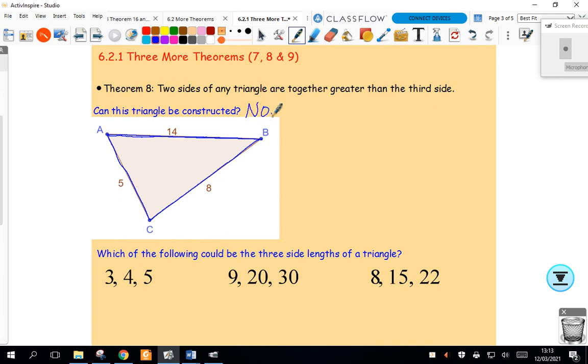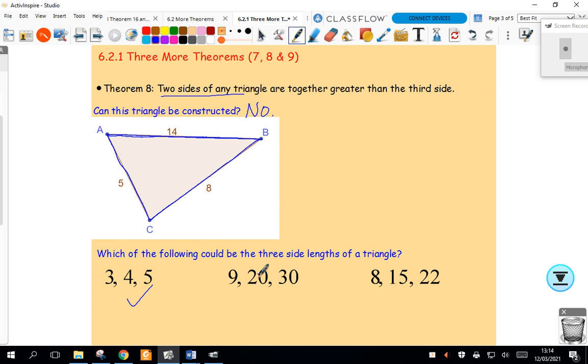So good practice is to go and actually try to construct that triangle. See if you can actually construct a triangle with those sides. You will find that it is impossible. Which of the following could be the three side lengths of a triangle? Could 3, 4, 5? Well, as long as two sides are together greater than the third side, then we're in business. 3 and 4 together are 7, greater than 5. 3 and 5 are 8, greater than 4. 4 and 5 together are 9, greater than 3, so that can be a triangle.